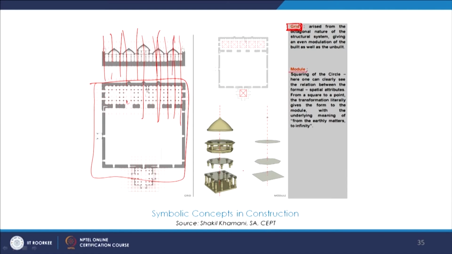Then the module. So there is this very interesting principle of squaring of the circle. From here, this square to this point, this is a sort of an evolution of a module. So the relation between the formal spatial attributes could be seen here. From a square to a point, the transformation literally gives the form to the module, with the underlying meaning of from the earthly matters to infinity. So this has been taken as the earthly matter, and this is the manifestation of being translated to infinity. Here again we see this close harmony between the manifestation belief system and the actual tangible form.